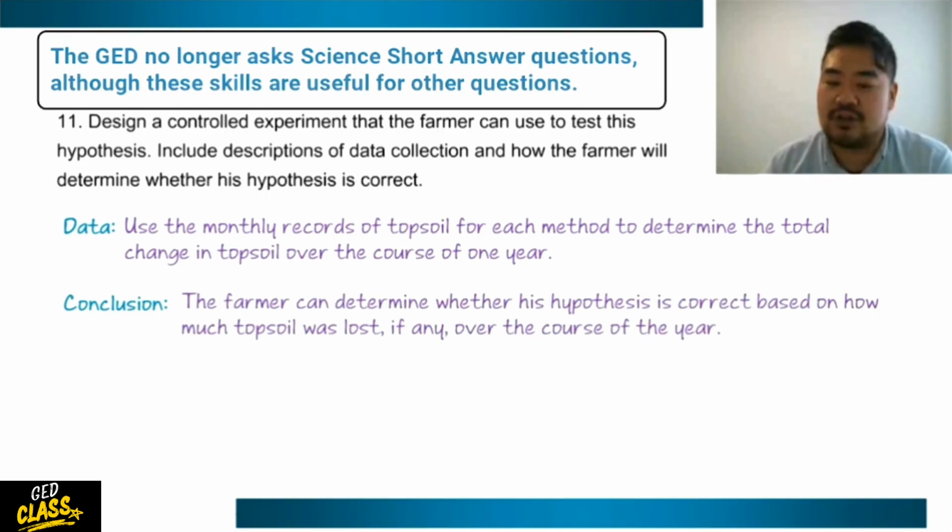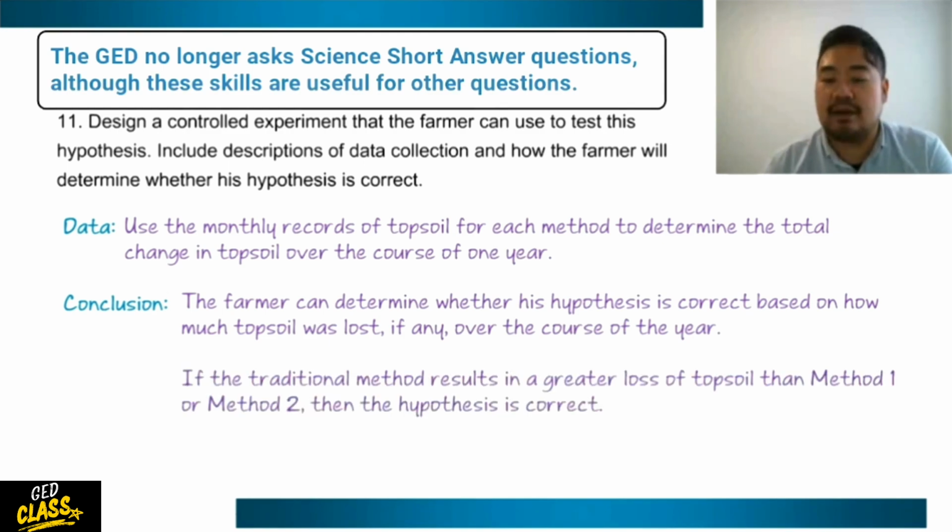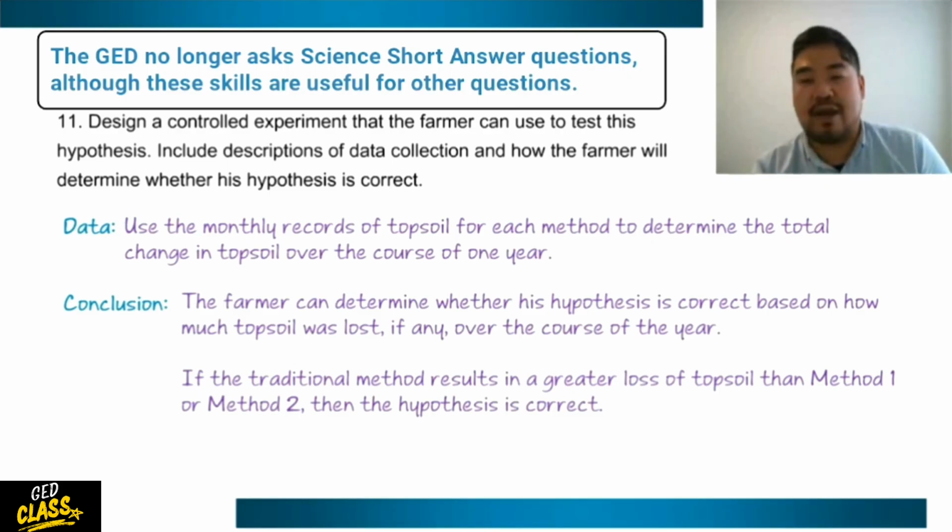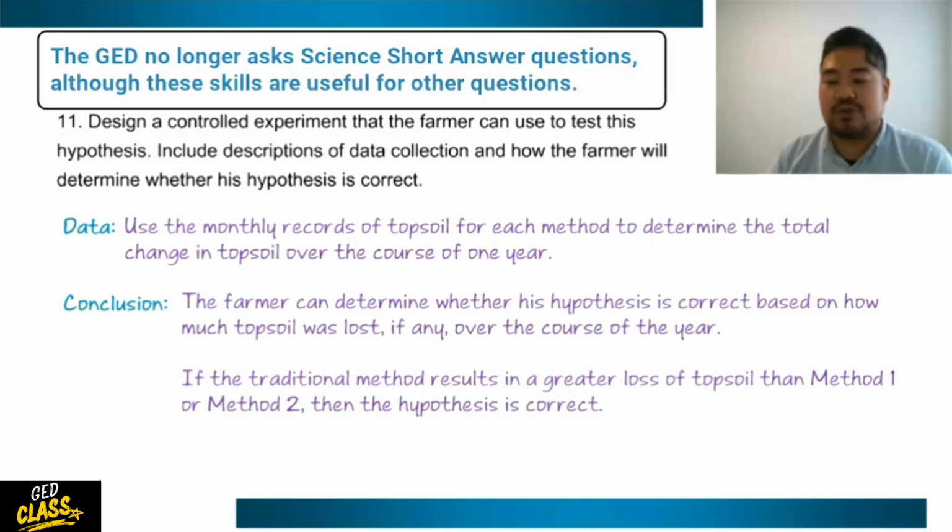And what's the conclusion? The farmer can determine whether the hypothesis is correct based on how much topsoil was lost, if any, over the course of the year. So the farmer will use the data to make a conclusion. If the traditional method results in a greater loss of topsoil than method 1 or 2, then the farmer was correct.